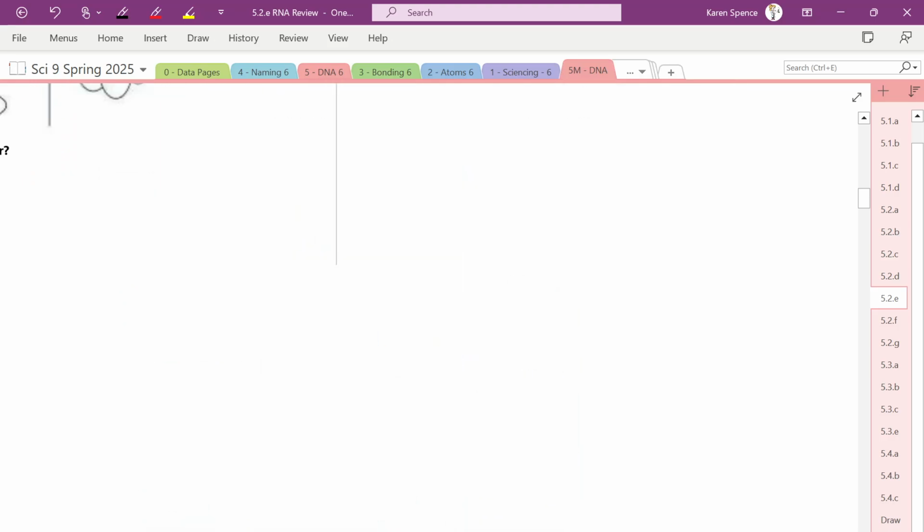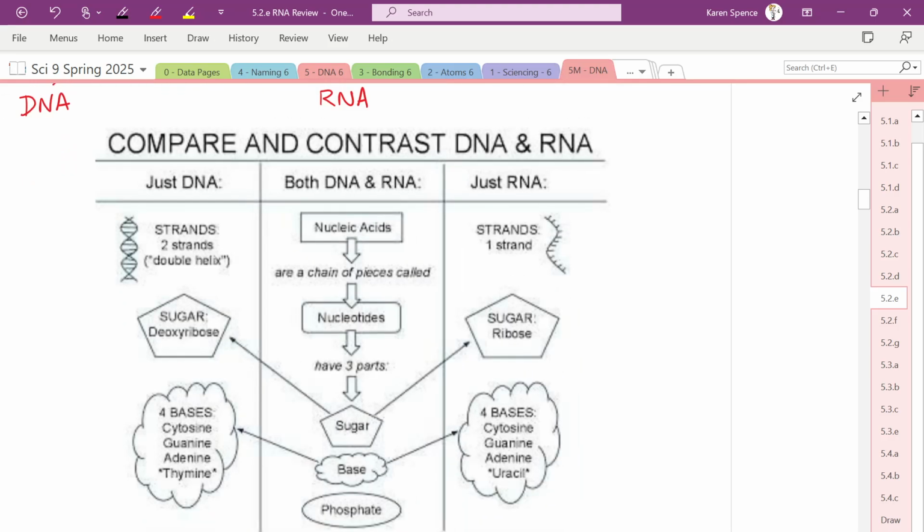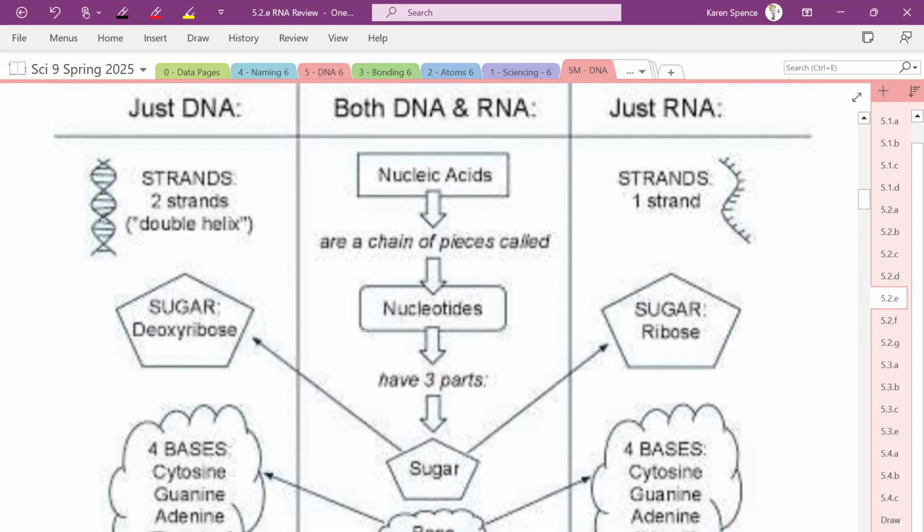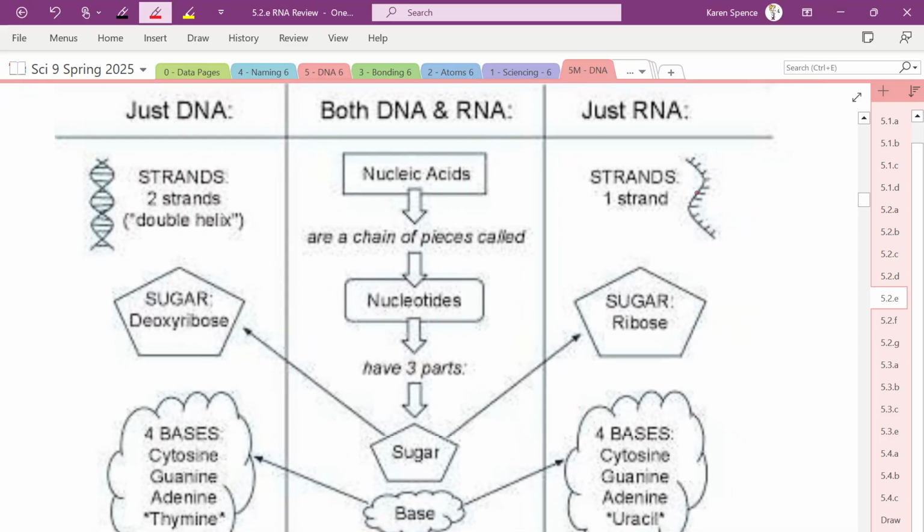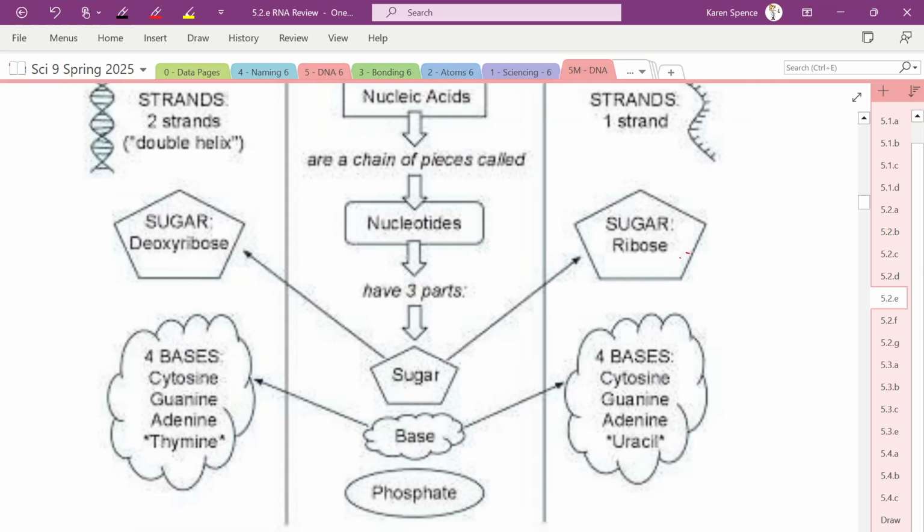If you're into sort of visual things, you can see just DNA. DNA has 2 strands, it's a double helix. RNA has 1 strand. The sugar in DNA is deoxyribose. The sugar in RNA is ribose. DNA has 4 bases. Ooh, 4 bases is the same, but DNA has cytosine, guanine, adenine, and thymine. RNA has cytosine, guanine, adenine, and uracil.